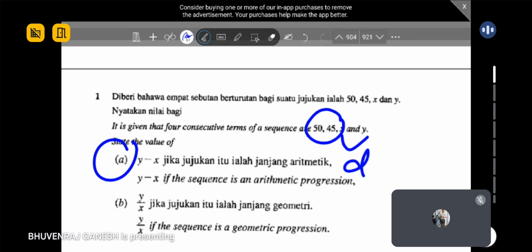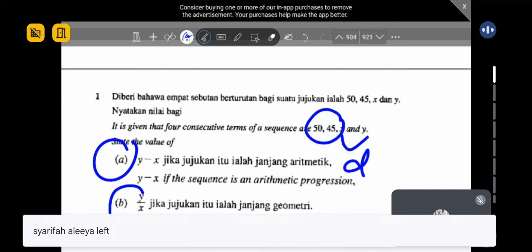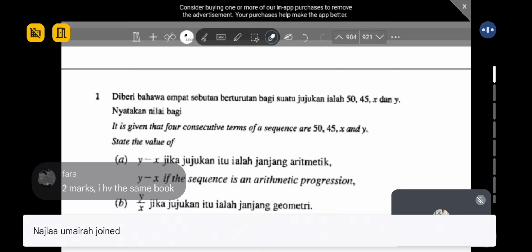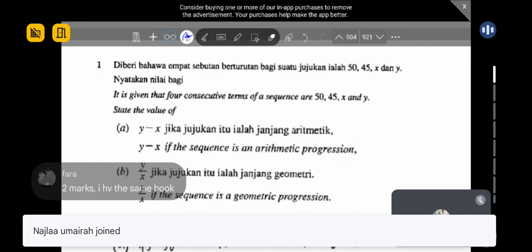Kamu boleh dapat dari dua nilai paling depan, which is negative 5. And then B also same, is your common ratio. Okay, nisbah sepunya. So you just take 45 over 50. That's all. Answer.